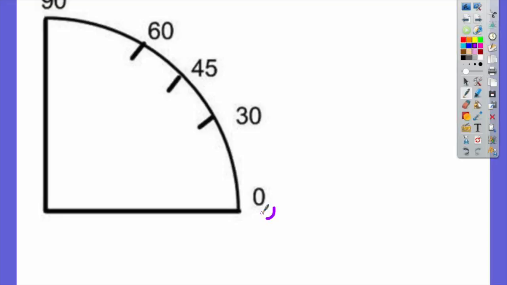No. 0 degrees is how many radians? Not a trick question, I promise. It's 0. 0 pi radians. Do you have to include the pi? No. Okay? 0 degrees is 0 pi radians.